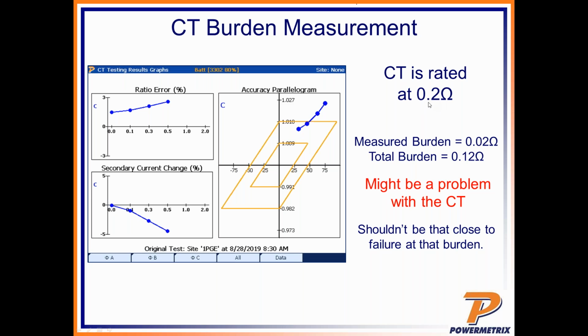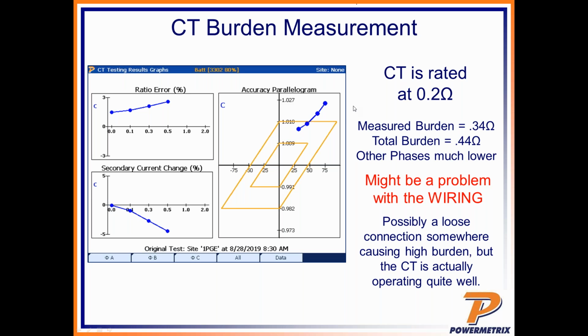Which is well beneath the 0.2 ohms that CT is rated. If I saw that, there might actually be a problem with that CT, because it shouldn't be that close to failure at that burden. That burden is well beneath what the CT is rated at. You should get better results than this, okay? So with that one, there might be a problem with the CT, that if you get any extra added burden, a little bit of a loose connection, a little bit of a degraded wire, you're going to start losing revenue on this worse and worse, okay?